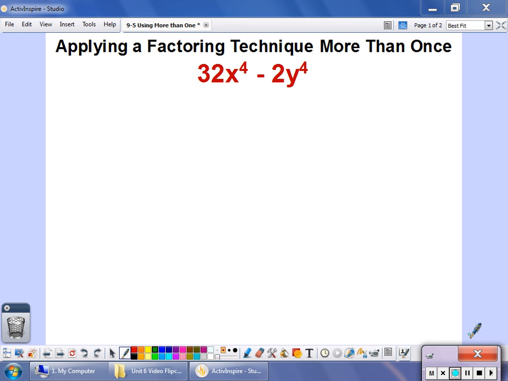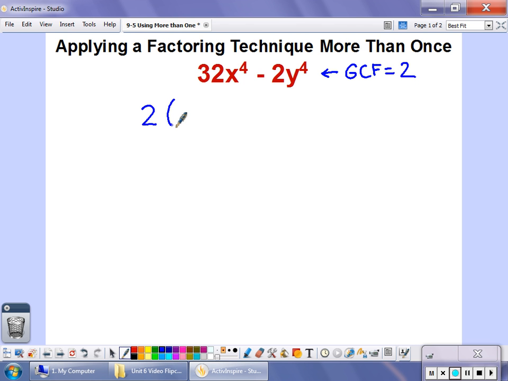Sometimes when you're factoring, you need to apply more than one factoring method, or sometimes you need to apply the same factoring method more than one time. If you look at this problem, the first thing you should notice is that you have a GCF of 2. So we're going to pull that GCF out in front, and that's going to leave me with 16x to the 4th minus y to the 4th.